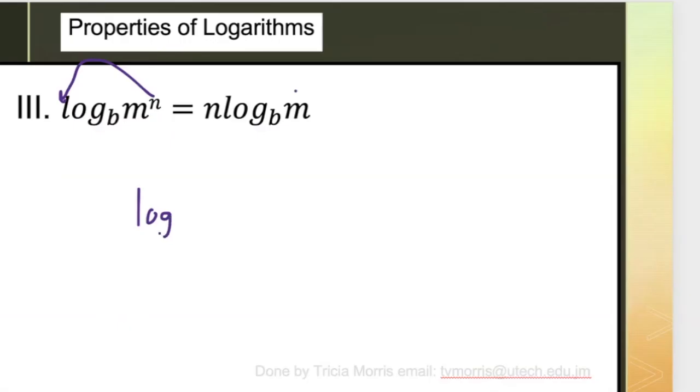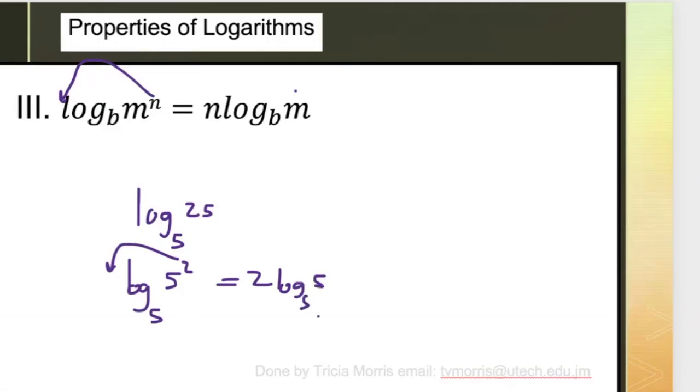So let's look at an activity. Suppose I have log base 5 of 25. And I ask you to evaluate this. So you would change 25 to 5 squared. And then carry the power in front. So you'd have 2 log base 5 of 5. And we just learned that log base 5 of 5 is 1. So this will disappear. So I'd have 2 times 1 to give me 2.